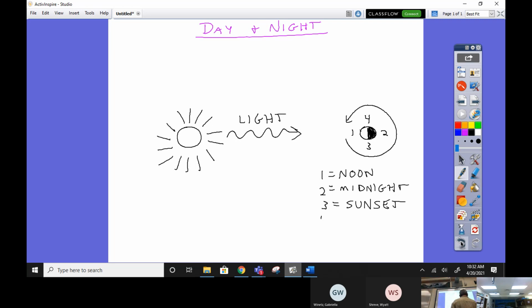So what does that make number 4? As we're moving from darkness into daylight, number 4 would be sunrise.